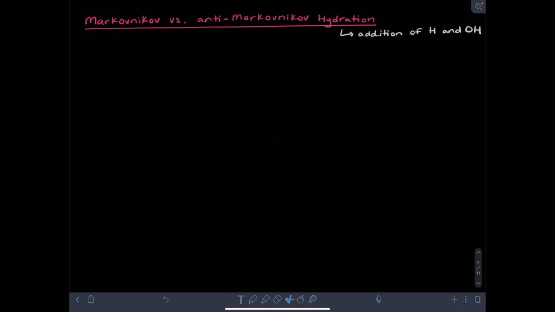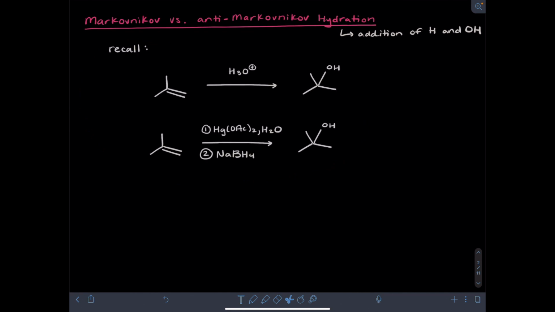I want to start by talking about the regioselectivity of hydration reactions, ones where you're adding an H and an OH group across an alkene. Depending on where the H and OH add, you can have either Markovnikov or anti-Markovnikov addition. So far we've seen two examples of hydration reactions. One is acid-catalyzed hydration. In this mechanism, carbocation rearrangements can occur.